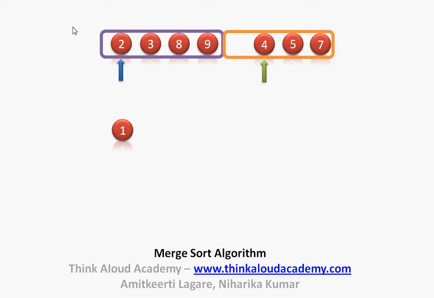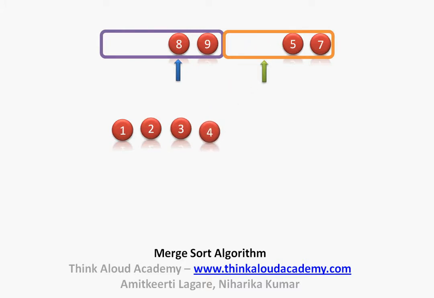I compare 2 with 4, and since 2 is smaller of the two, I will pick 2 and then move my index ahead. Then I compare 3 and 4. Since 3 is smaller of the two, I'll pick 3 and I keep moving my index ahead. Now I compare 8 and 4. Since 4 is smaller of the two, I'll pick 4 and then I move my index ahead. Next I compare 8 and 5, and since 5 is smaller of the two, I again pick 5 and I move my index ahead to the last element of the list.